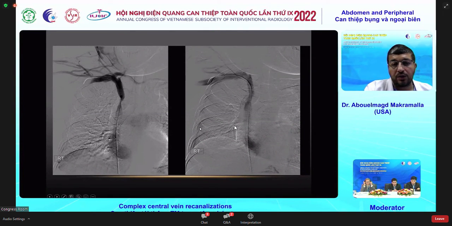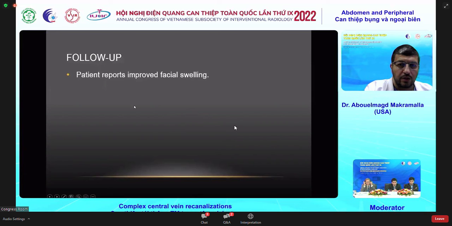vein. Unfortunately, the patient did not want a stent at the moment. So we followed them up for at least 2 years, and then unfortunately this recurred and symptoms recurred. So the patient opted into receiving a stent, so we were able to place a covered stent in that location, and his facial swelling improved.